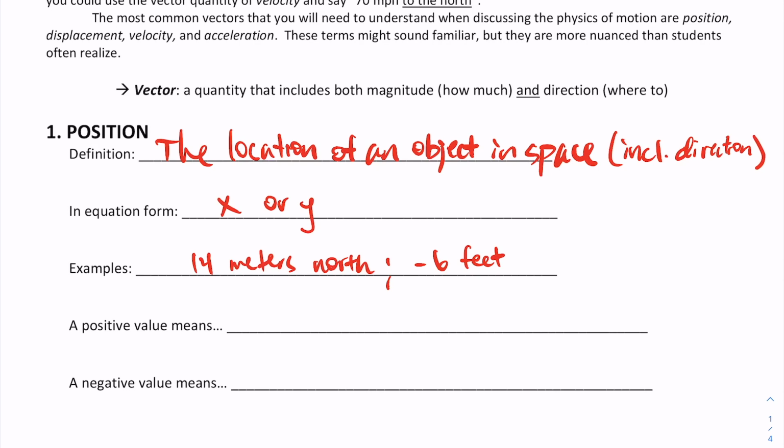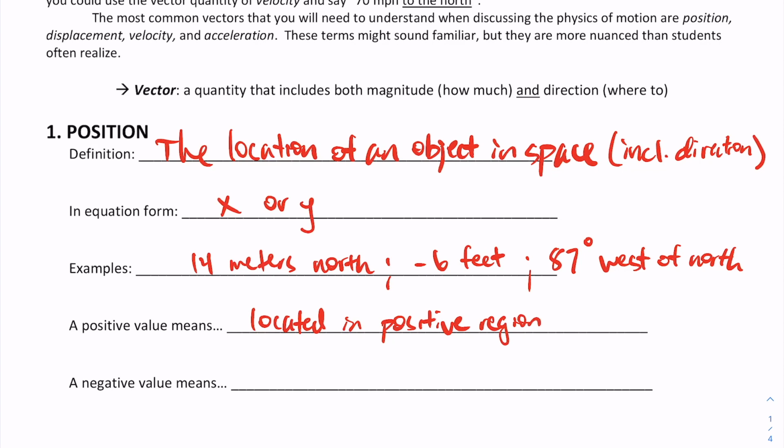Or we could include a position vector like 87 degrees west of north. If you have a positive position value, it means that the object is located in the positive region. Similarly, if you have a negative position vector, it means that the object is located in the negative region.